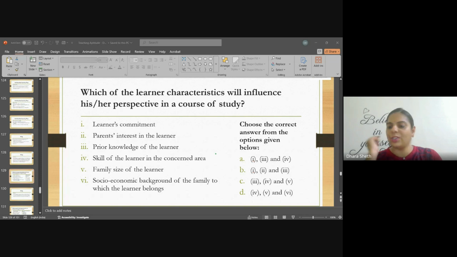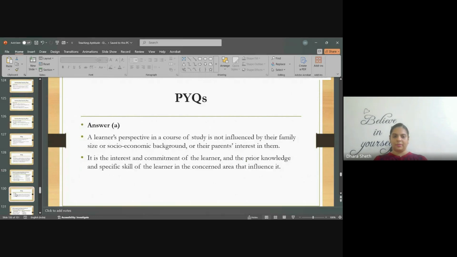Anyone wants to talk of an option other than A? No, family size of the learner anyways wouldn't matter, right? Socio-economic background, a little, not as much as others. And parents' interest is again. So the answer is A, very rightly.